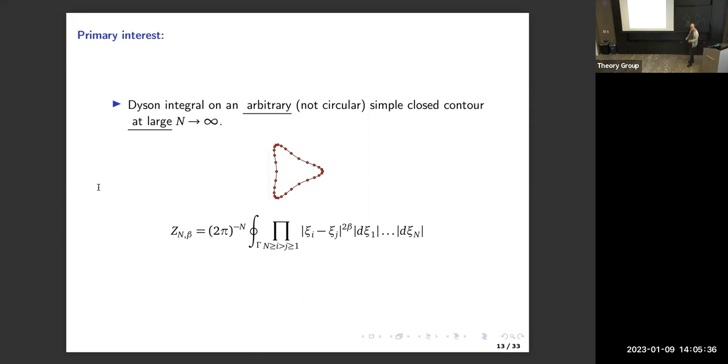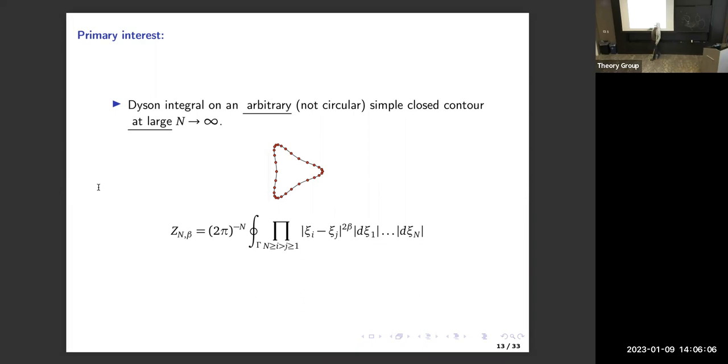Then it becomes a functional of the contour, a sort of geometric object, which knows only about the contour. You give me a contour, I give you this Cn. It depends on n, the number of particles, it depends on temperature, and it is not computable, of course, but something dramatic and very interesting happens when n goes to infinity.